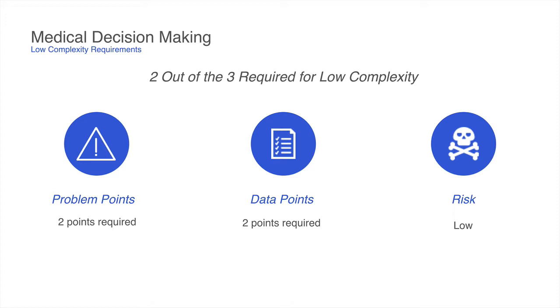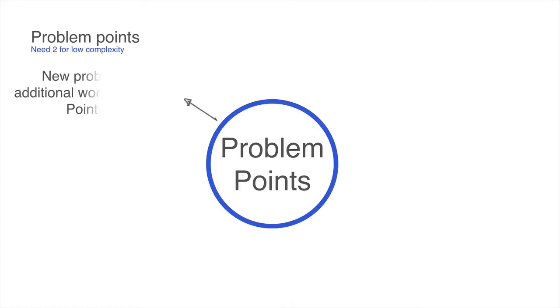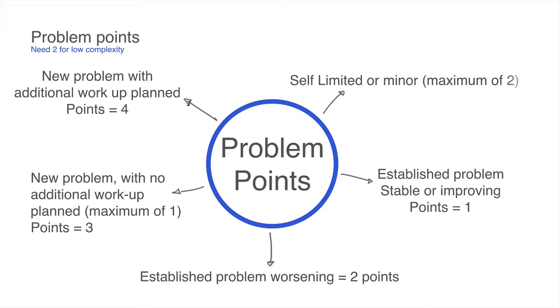So for the problem points, here are our choices. We could have established problem, stable or improving. That would garner 1 point. We could have a self-limited or minor problem, maximum of 2. So we could have 2 self-limited problems, and that would give us 2 points, which would satisfy the problem points just right there. We could have established problem that is worsening. That would give us 2 points.